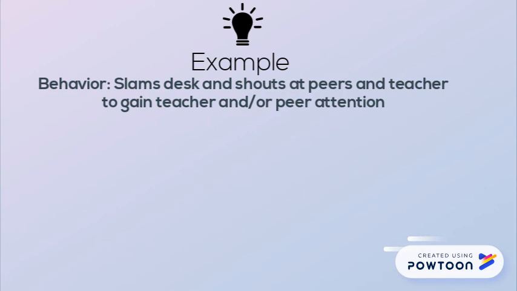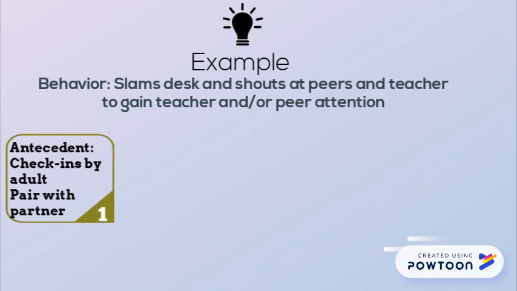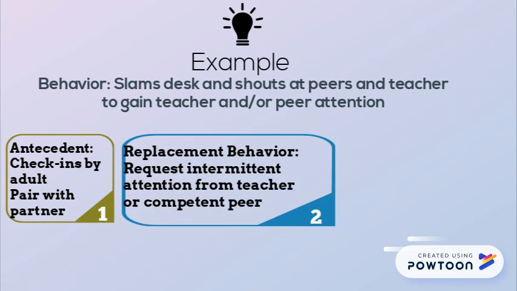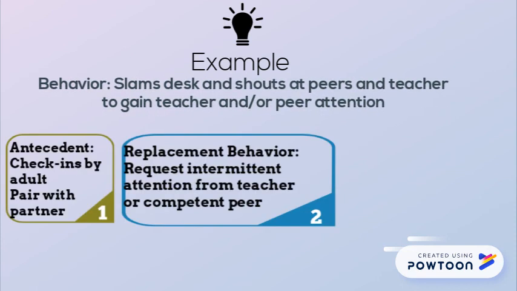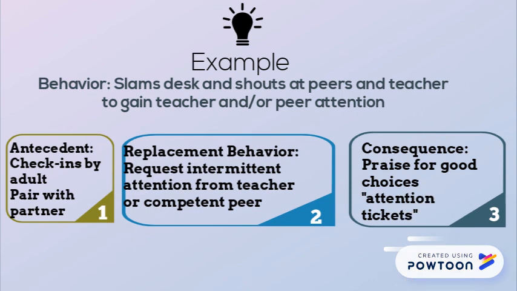In this example, the function is to gain attention. So this student's behavior plan includes an antecedent and a replacement behavior that matches the function of the student's behavior. As you can see from this plan, the new consequence that's been developed by the team still allows the student to maintain the function of their behavior. Hopefully, this new consequence will make the replacement behavior much more effective than the problem behavior.